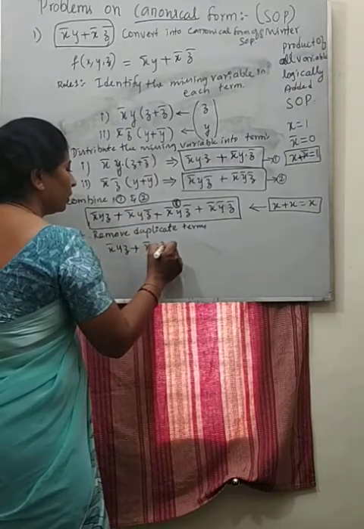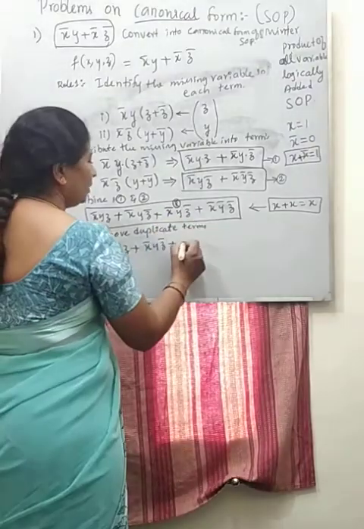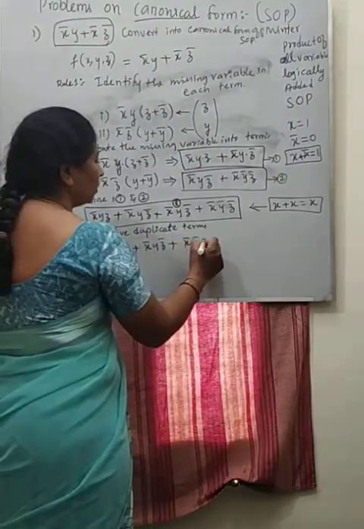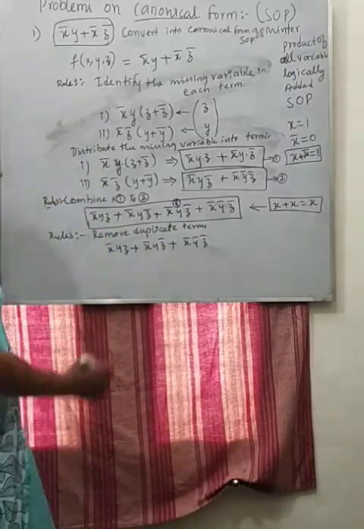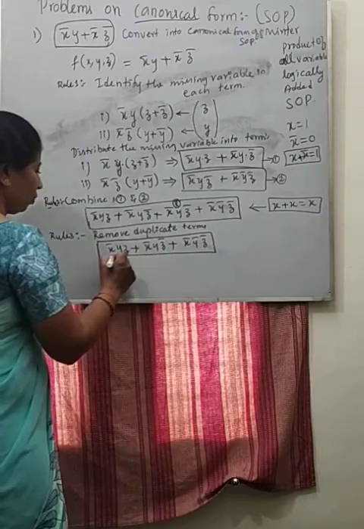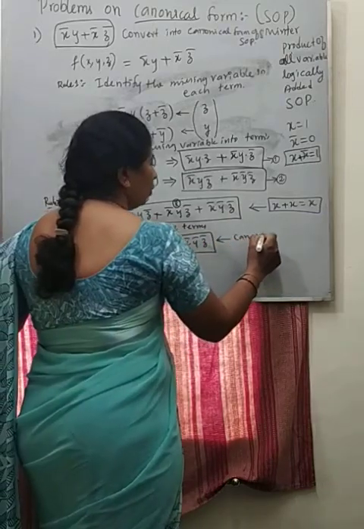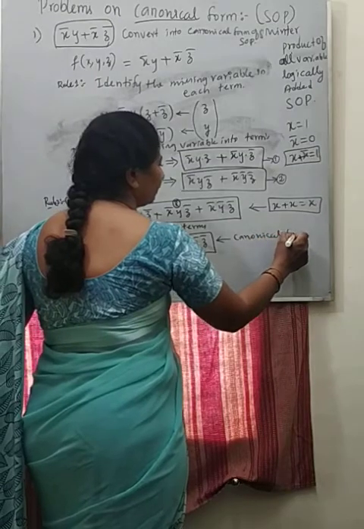X complement y, z complement. Then this one, no need. This is a repeated one. Then x complement y complement z complement. This is your canonical form of SOP.